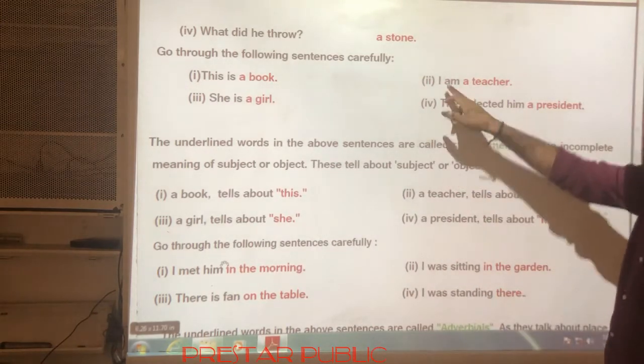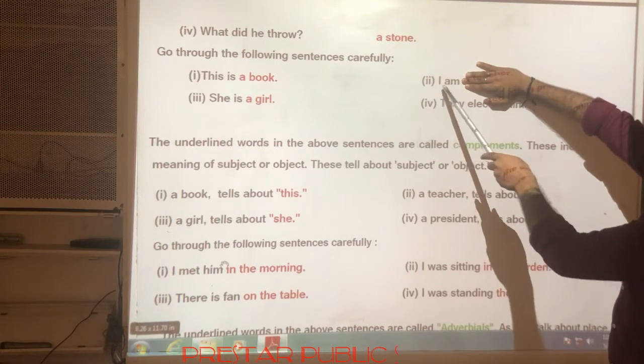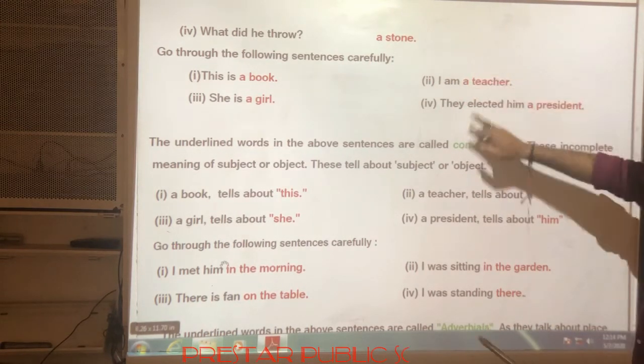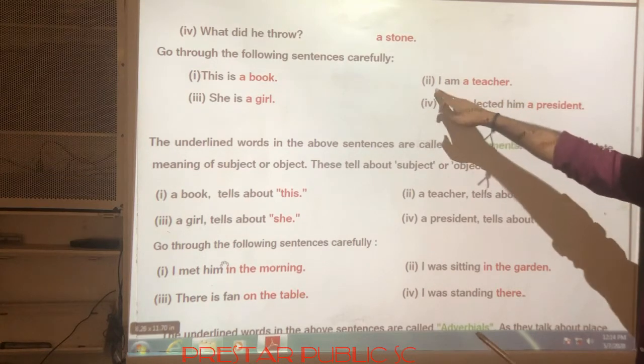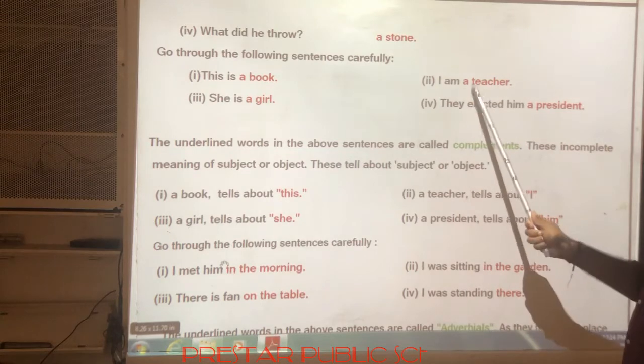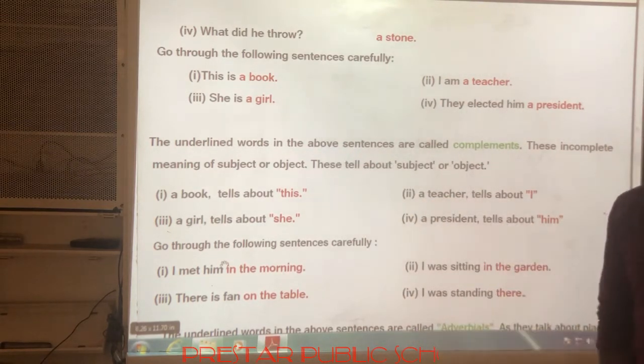Look at the second one, "I am." If we remove "a teacher", then what is the meaning of this sentence? "I am." There is no meaning. Yes or no? So, when I add the words "a teacher", then there is a perfect meaning: I am a teacher. Whenever we add some word to the sentence, and it becomes a perfect sentence which has sense, then it is called a complement.